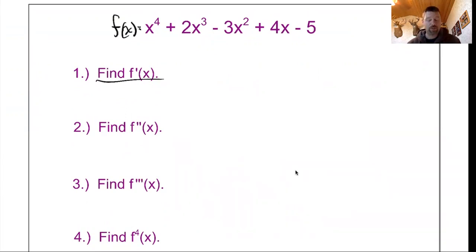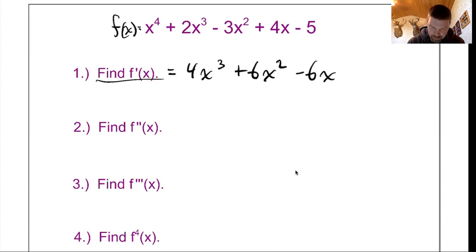It might be a good idea to try to find this derivative on your own. Maybe pause the video and try to find it on your own. But I'll do it right now. Okay, so this derivative is going to be 4x to the third plus 6x squared minus 6x plus 4.